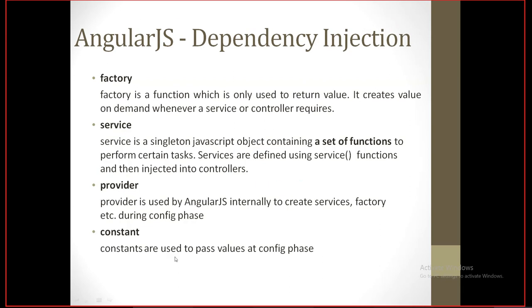Secondly, all of them are given here, simple ones. Factory, you can imagine it as a function only, but the task of that function is to only return some value. So factory is a function which is only used for returning some value. Now, whenever that value is required, any service or controller can use that factory function and get that value in return.